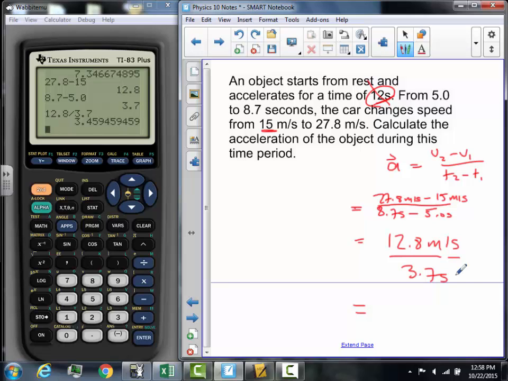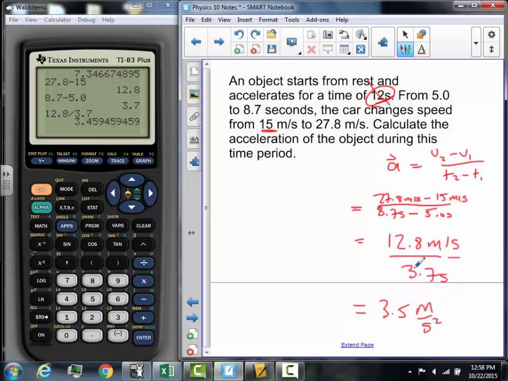So, how many digits do I get? 2 only. Yeah, 2. The lowest number of digits is what you get. You see how 27.8 has 3 digits? That's awesome. Unfortunately, 15 and 8.7 and 5.0 all have 2 digits, so I only get a 2-digit answer. So this is going to be 3.5 meters per second squared.